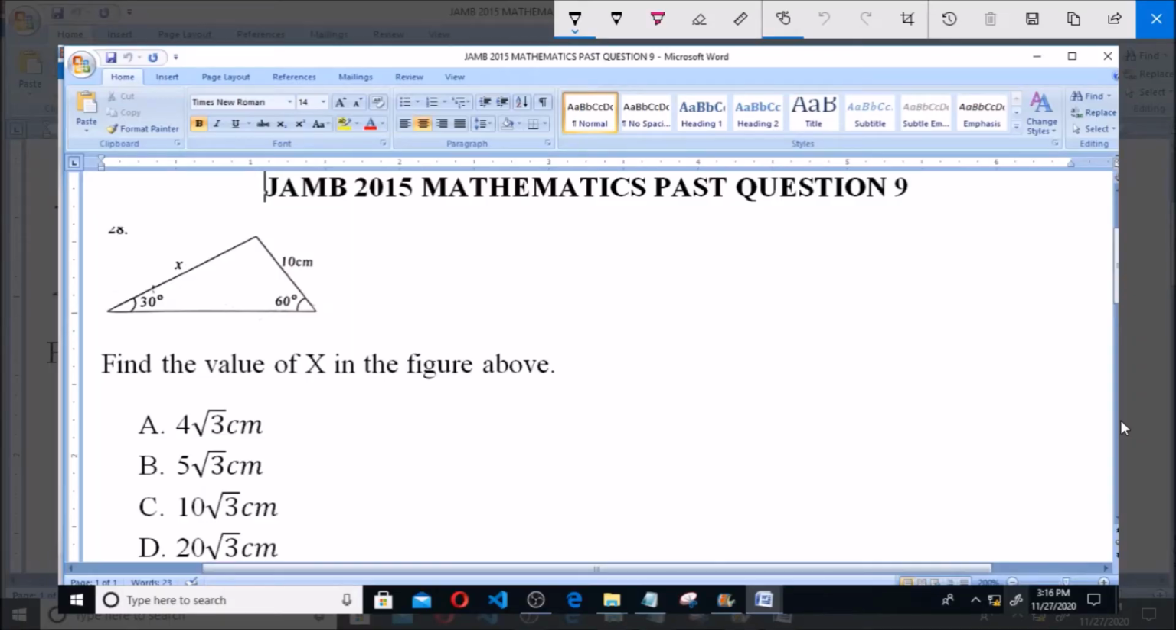And welcome. I'm going to be answering JAMB 2015 Mathematics Past Question 9. Find the value of x in the figure above. Value of x in the triangle above. And looking at this triangle, we have the side 10 centimeter and the opposite angle is 30 degrees, and then the side x opposite angle is 60 degrees. Now I have to find the value of this x.